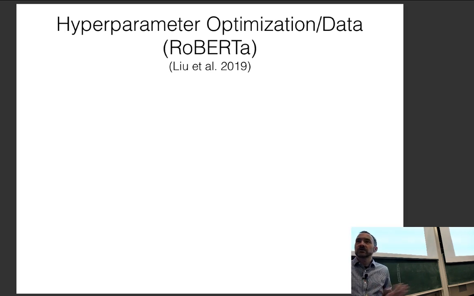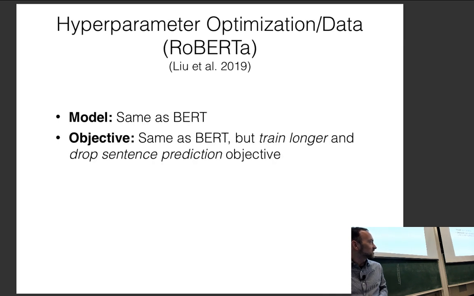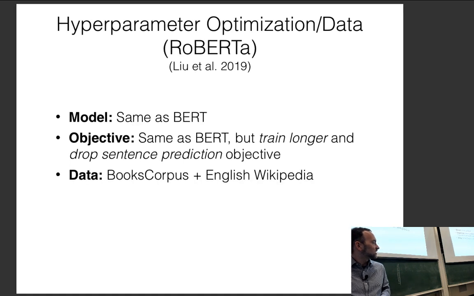So I'll try to go through the other ones. Since ELMo and BERT made this pre-training very popular, there's lots of other methods that have been proposed. I'm going to try to go through just a few of them. RoBERTa. So RoBERTa is the BERT model, BERT objective, but they just trained for longer. And they also dropped the sentence prediction objective. I was surprised by this, but they removed one of the BERT objectives, the next sentence prediction one. They also trained on more data as well.